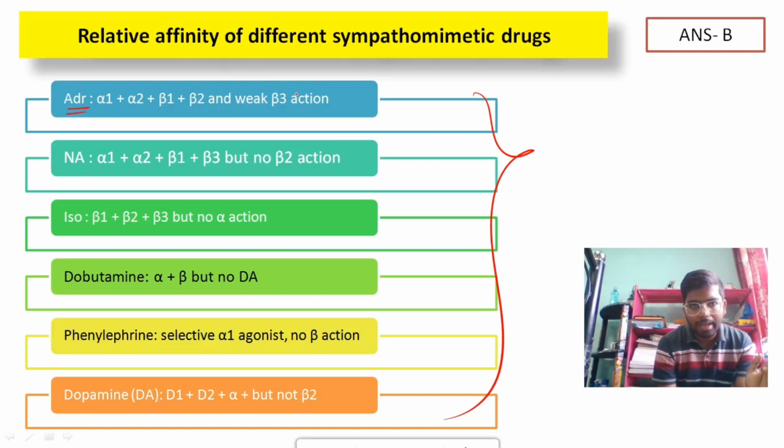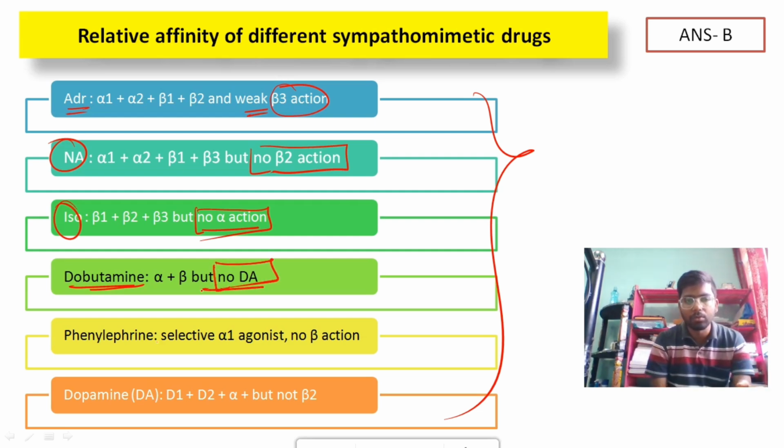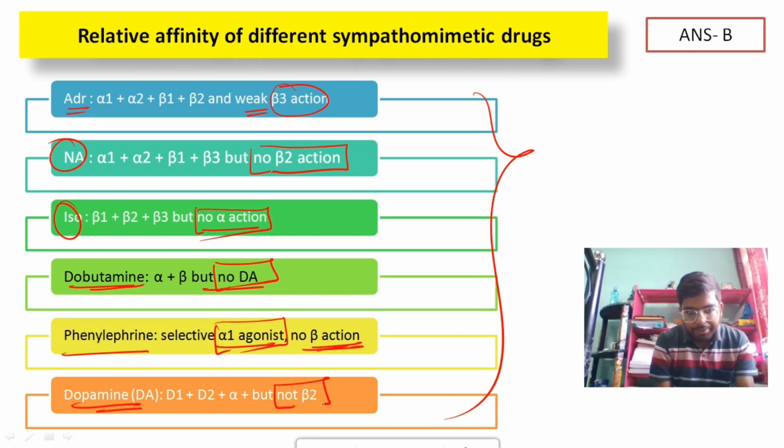Adrenaline has no action on beta 3 or weaker action on beta 3. Noradrenaline has no action on beta 2. Isoprenaline, no action on alpha receptors. Dobutamine, although it's a dopamine derivative, has no action on dopaminergic receptors. Phenylephrine, it's a selective alpha 1 agonist, no action on beta. Dopamine has no action on beta 2.